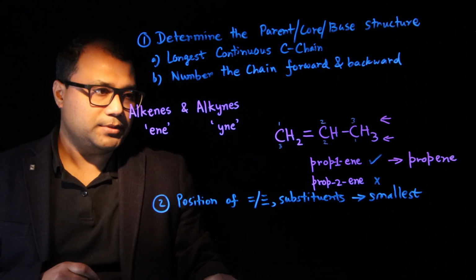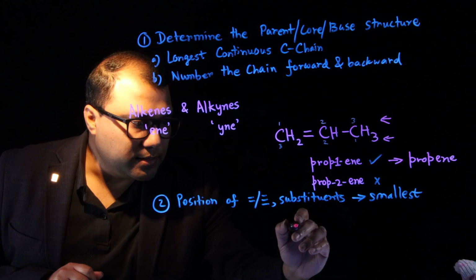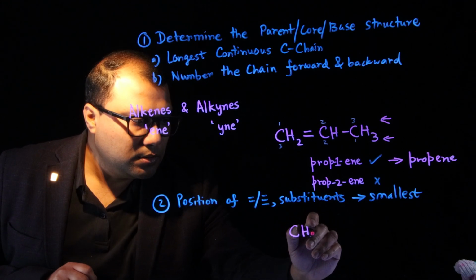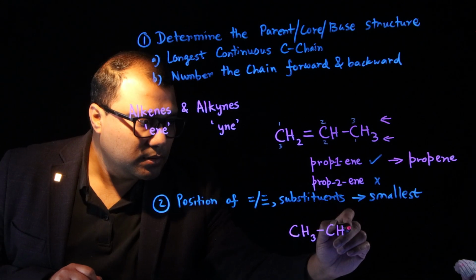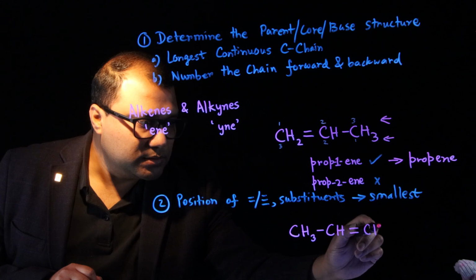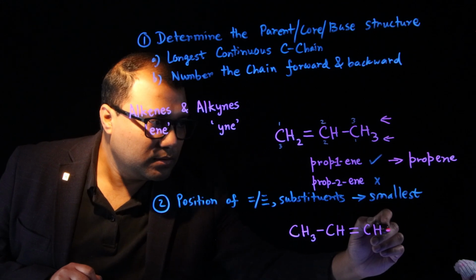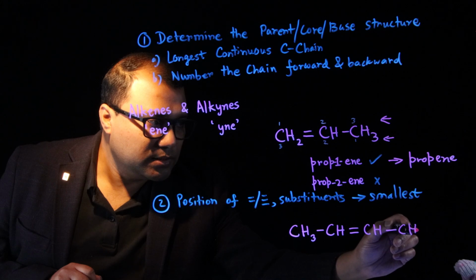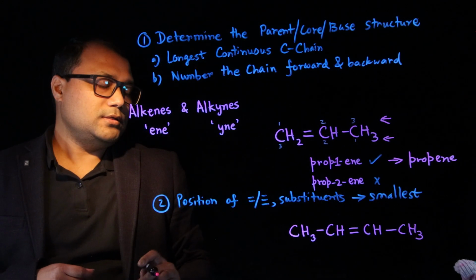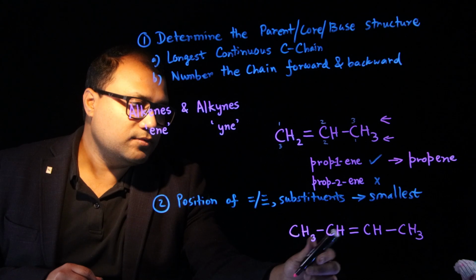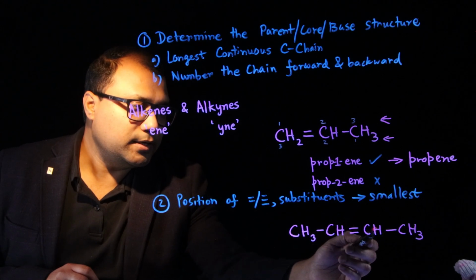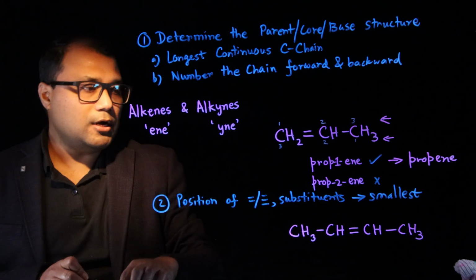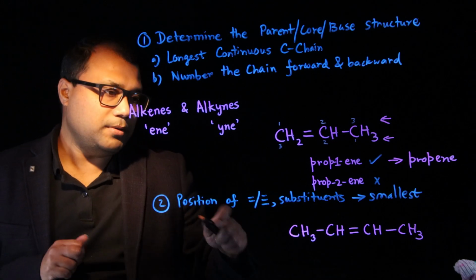Let's take some more examples. Let's take this example, CH3CH double bond CH single bond CH3. Just make sure that all the valencies of carbon atoms are satisfied. So 1, 2, 3 and hydrogen 4, this is good. 1, 2, 3 and hydrogen 4, this is good. Now how do we name this particular compound?